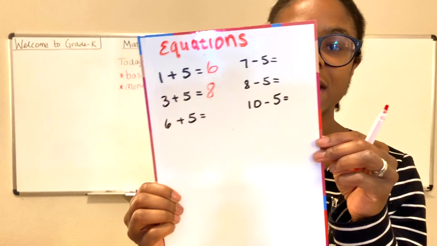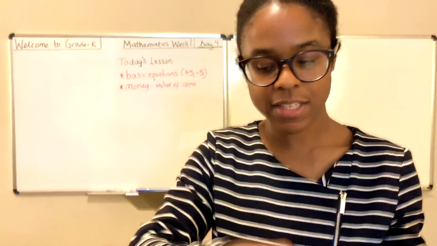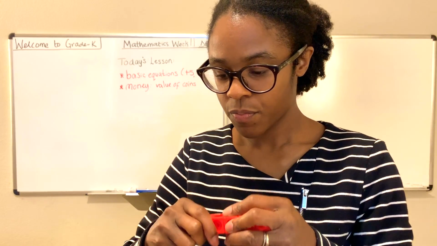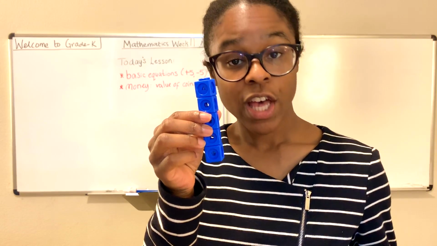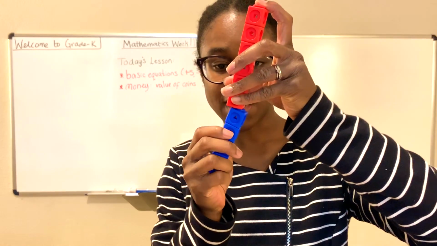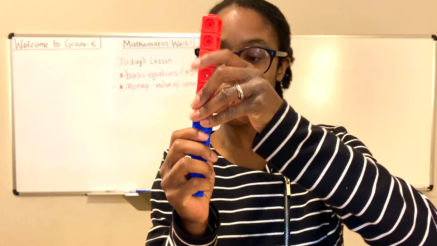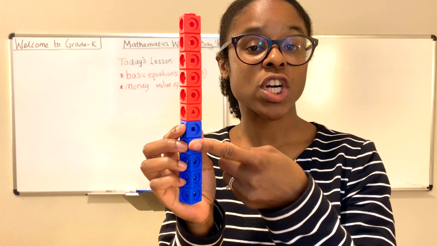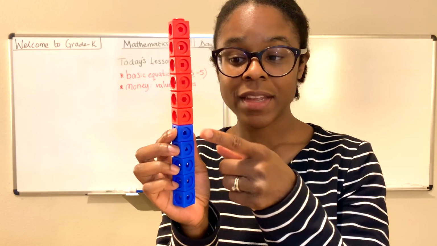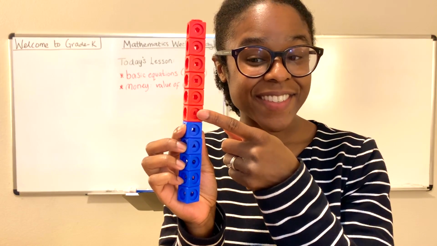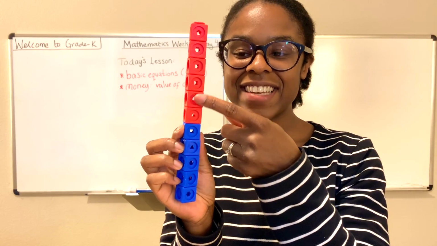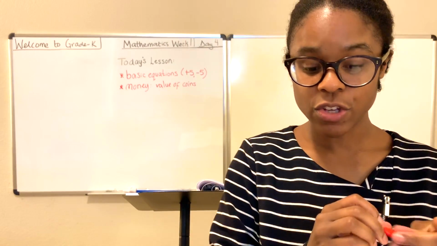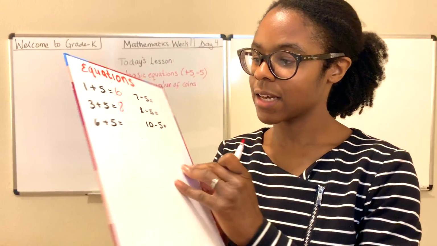The next equation says 6 plus 5. 6 plus 5 is equivalent to, well, we have our stack of 5, and we're going to add 6 right on top. We know that this is 5, so we don't have to count individually. We're going to start with the number that follows 5. What number comes after 5? 6, 7, 8, 9, 10, 11. There are 11 cubes in that stack.